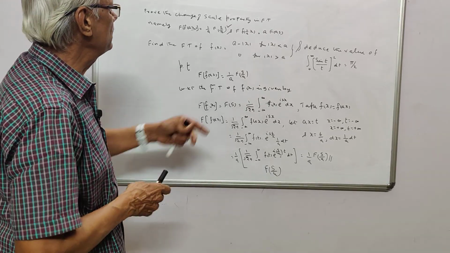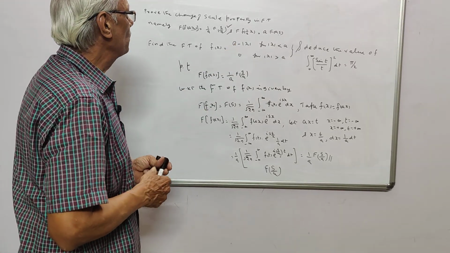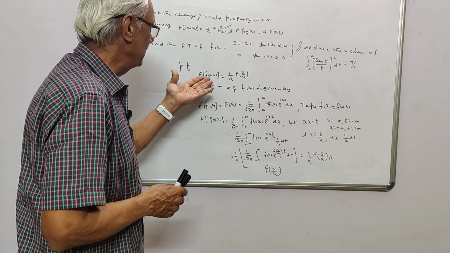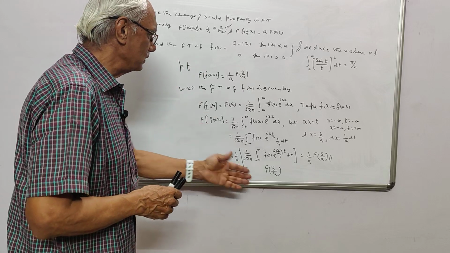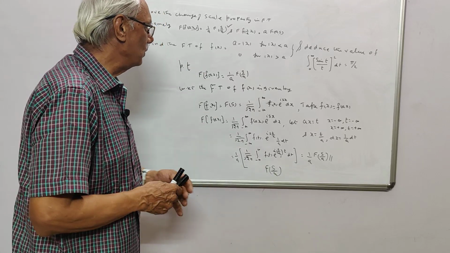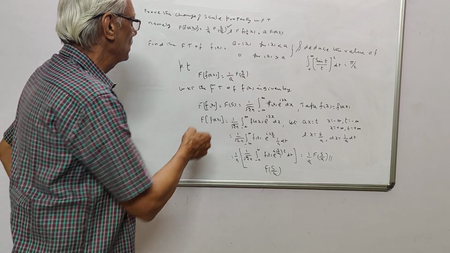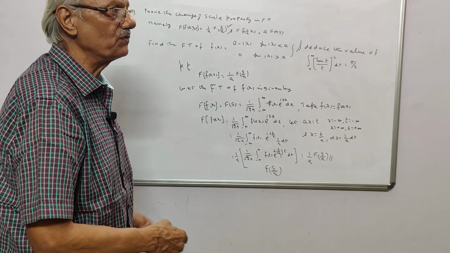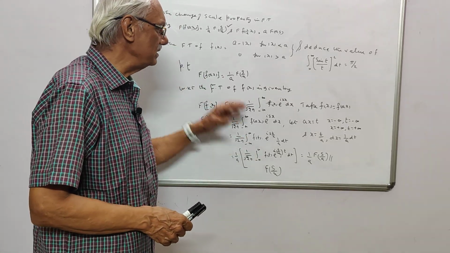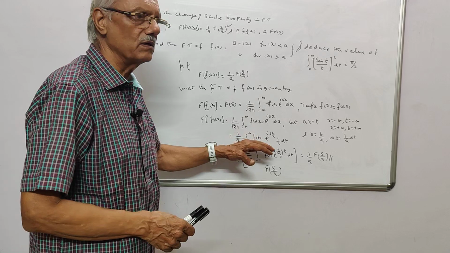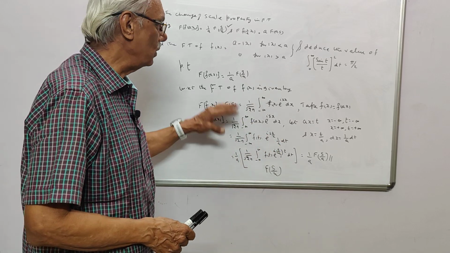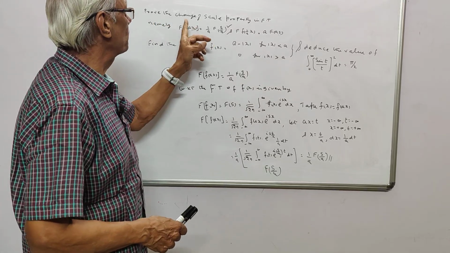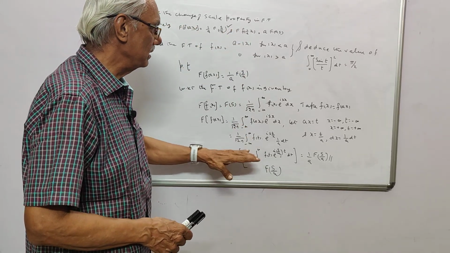And the second one, you yourself can say what you will do. Wherever this a comes, you put 1 by a. So if you give this 1 by a, what will happen here? Suppose you want here 1 by a, then it will become what? This I leave as an exercise for you. Use the same method, you will get the answer. So this is called your change of scale property.